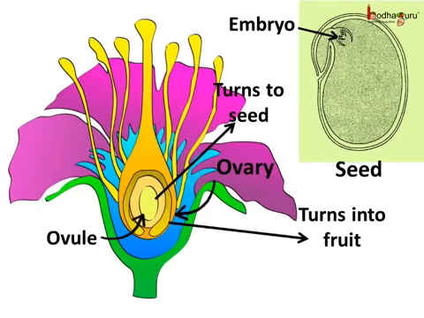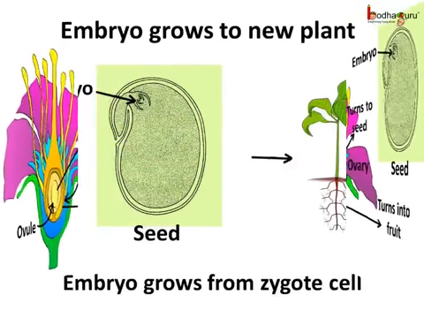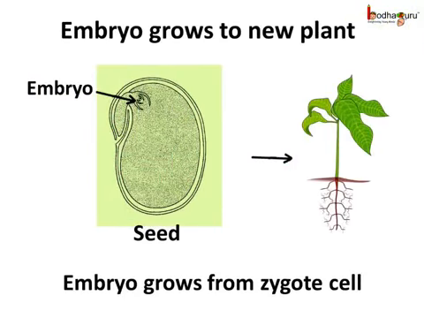Now let us see what exactly happens after the pollination. As we saw, after the pollination, the ovary swells up, turns into the fruit, and the ovule inside the ovary turns into the seed. The new plant develops from the embryo inside the seed.